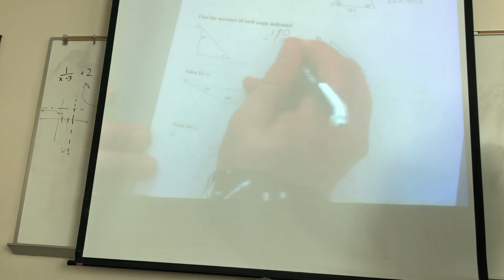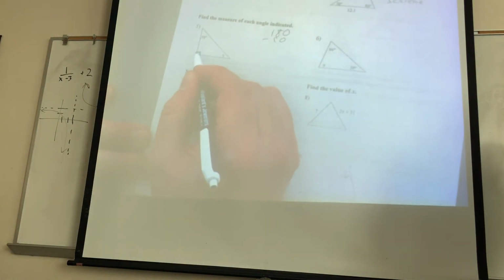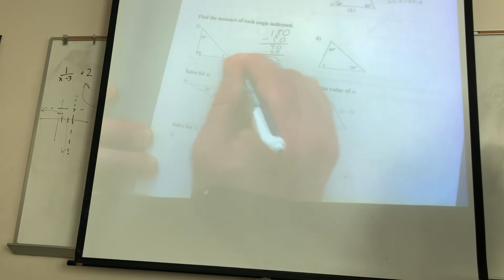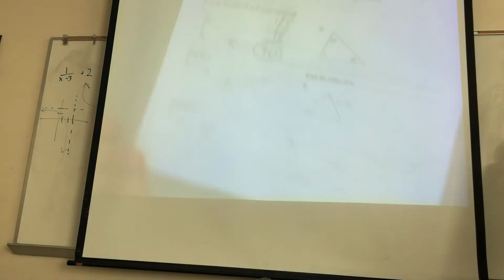If we subtract 90, because that's what this little corner here means, that gives us 90. We subtract 50 from that. We come up with 40 for the missing value. You'll do the same kind of thing over here.